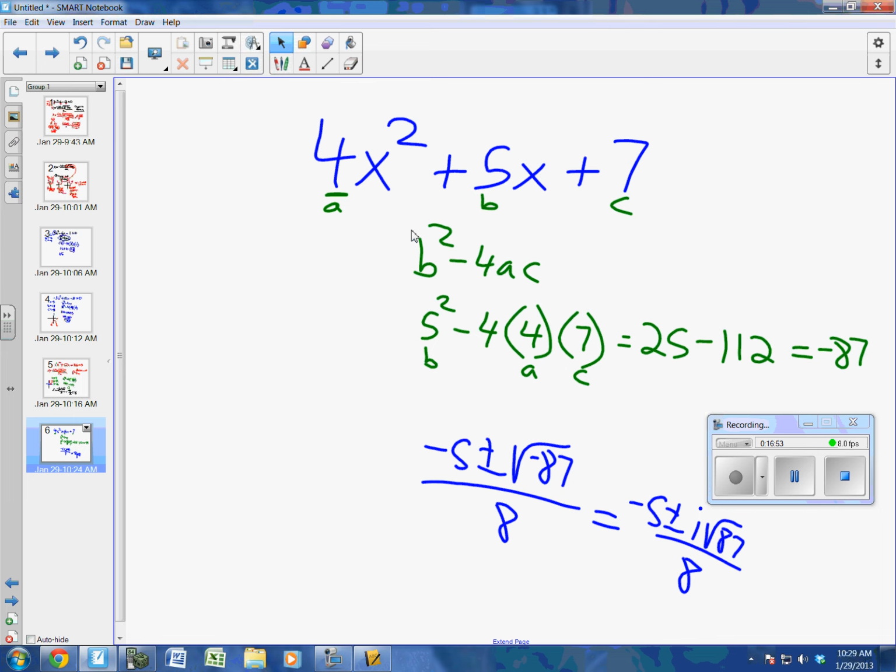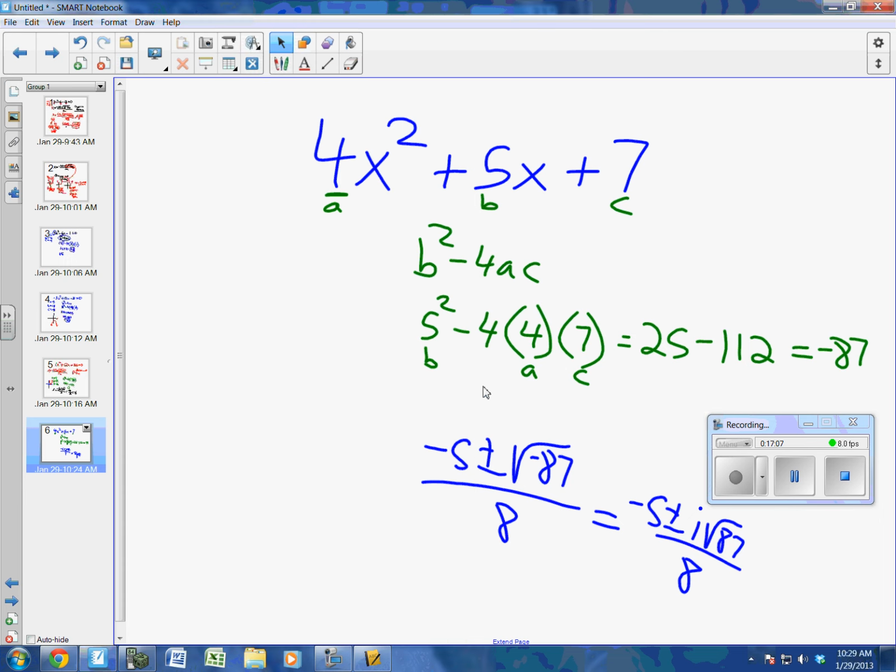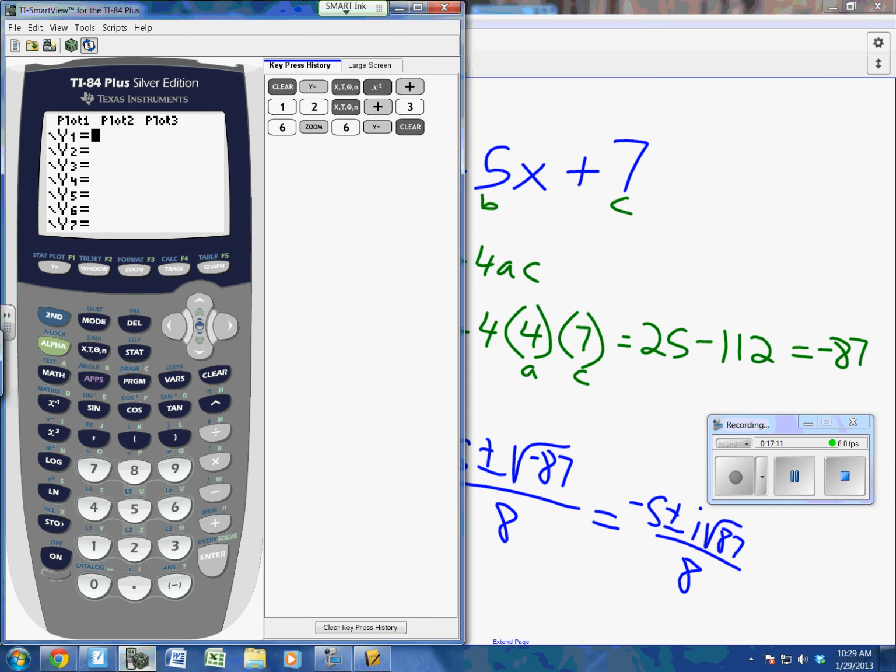Now, if you graph this, will it ever cross the x-axis? No. Watch this. Let's graph it. What's the equation on this one? Go to your y equals and hit clear. What was my first number there? 4, 5, and 7, right? So 4x squared plus 5x plus 7.